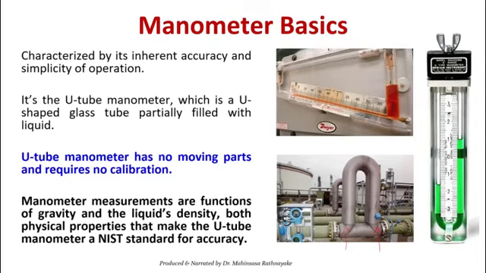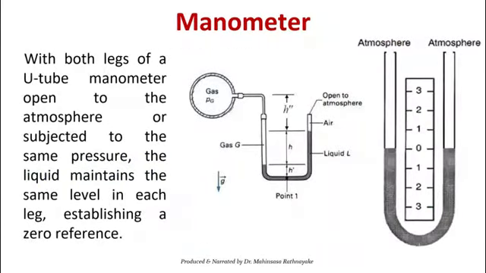That is why the manometer is considered a very primary pressure instrument, right? Then, of course, you can understand that like this, in another case, one side can be fixed with the gas, right? Another one is open to atmosphere. Then you can measure the gas pressure also.